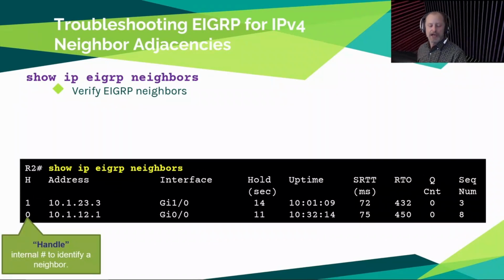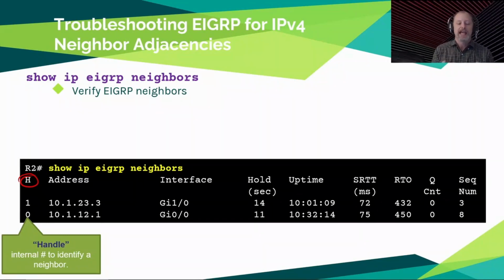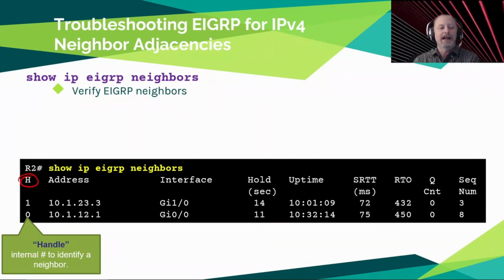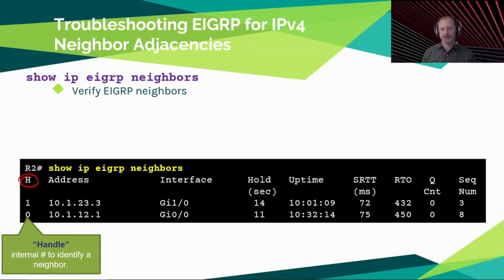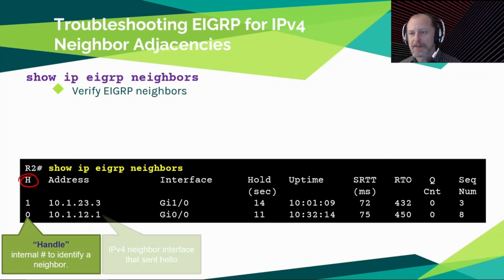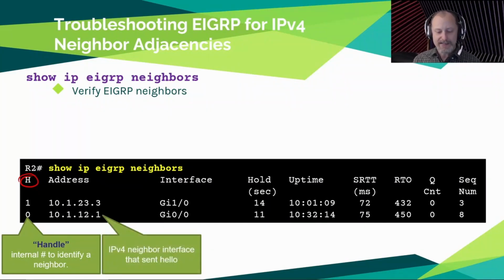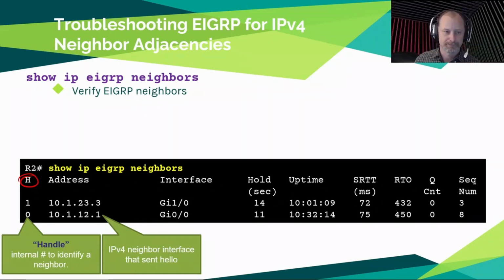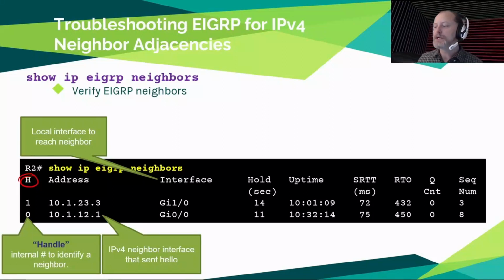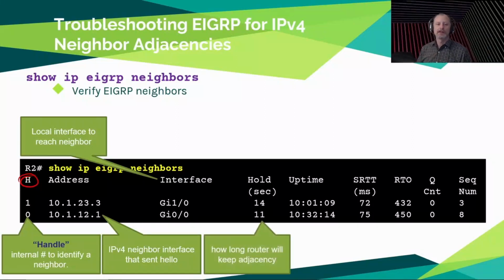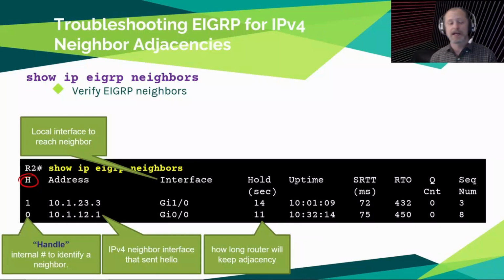That first column marked as an H, the H means handle. That's just an internal number that identifies a neighbor: neighbor 0, neighbor 1, neighbor 2, neighbor 3, etc. Then we have the IPv4 address of the neighbor that sent us the hello. This is our local interface that we use to reach the neighbor. This is the hold time in seconds. If it reaches 0, then we'll consider the neighbor down.